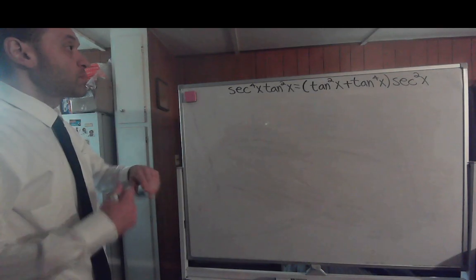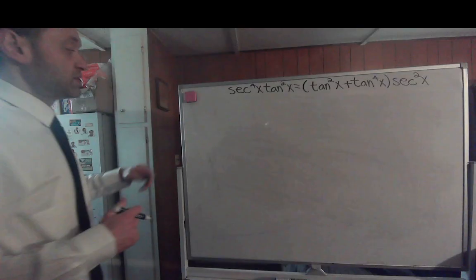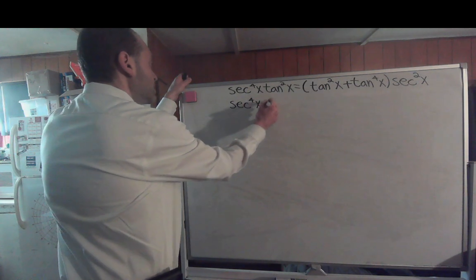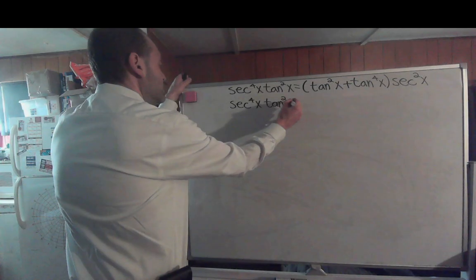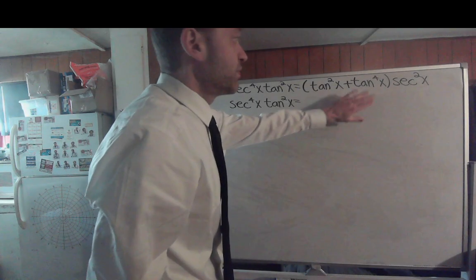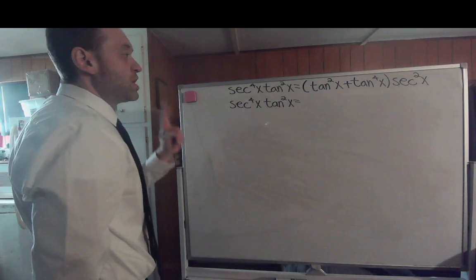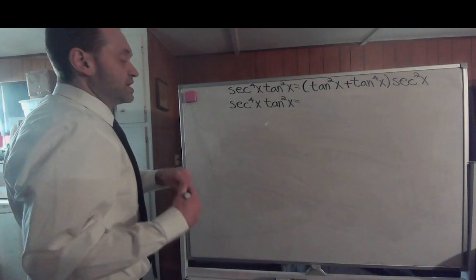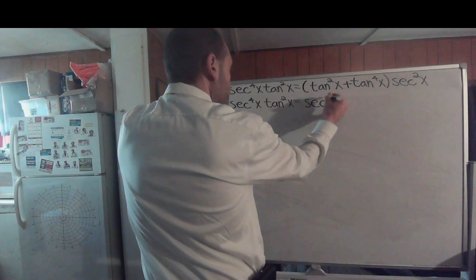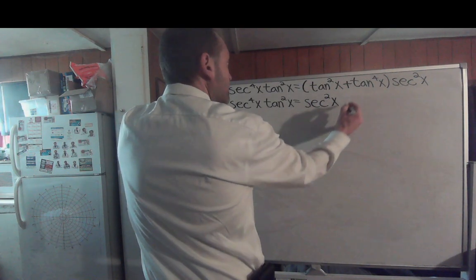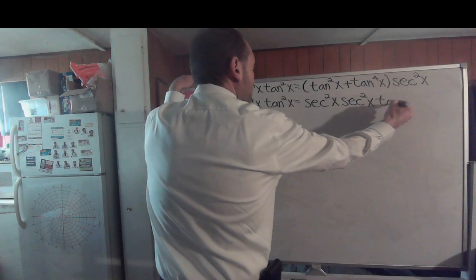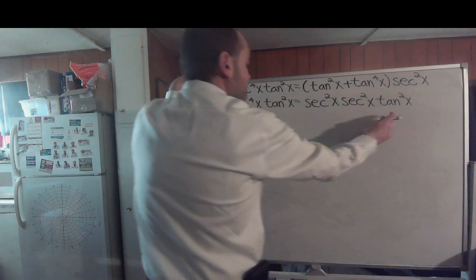Okay, well, what I'm going to suggest then is, let's start with the left-hand side. So we have the secant to the fourth of x times the tangent squared of x. Now we want to simplify this, but the right-hand side can kind of give you a framework of what you need to do to get there. What I'm going to suggest here is that you split that secant to the fourth of x into two secant squared of x's. So this would turn into the secant squared of x times the secant squared of x times the tangent squared of x. There's a reason for that.